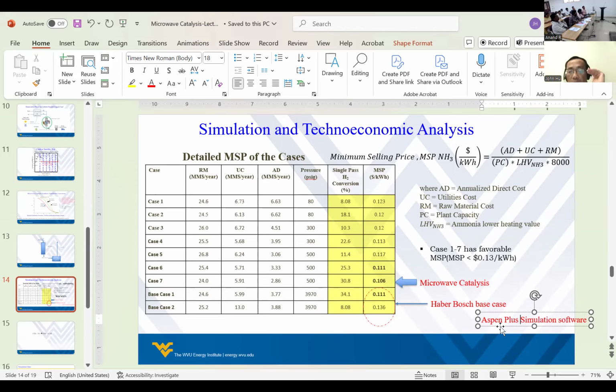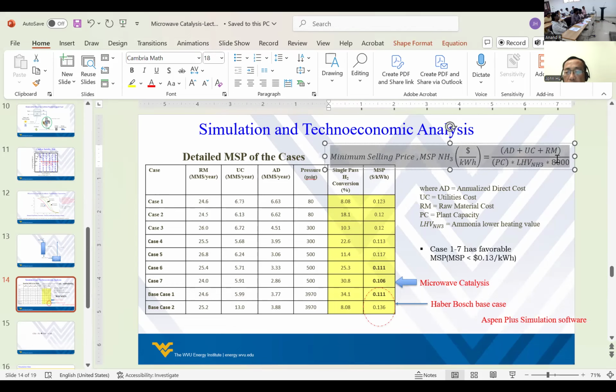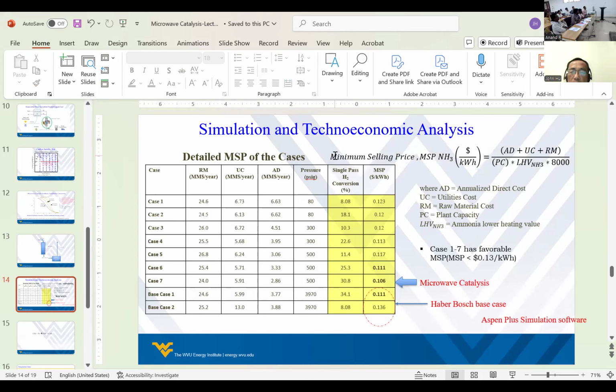So we basically have 7 cases using the Aspen simulation software. I'm going to show you the result. I don't want to go through how you set up the Aspen simulation unit operations, but this is the result. In order to compare these 7 cases of microwave ammonia synthesis to the base case, Haber-Bosch high pressure, we have to use the same standard terminology. It's called the minimum selling price. Typically in economic analysis, you use the minimum selling price.